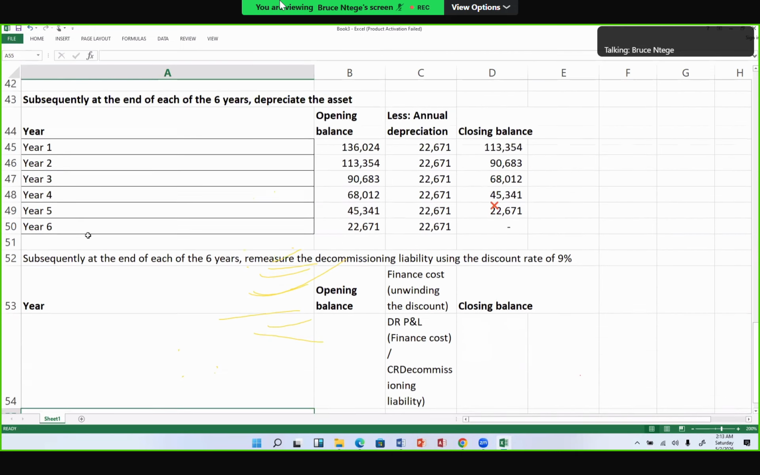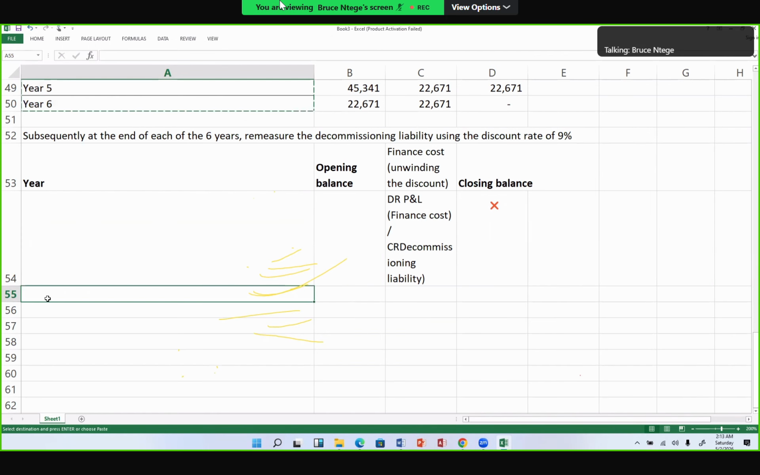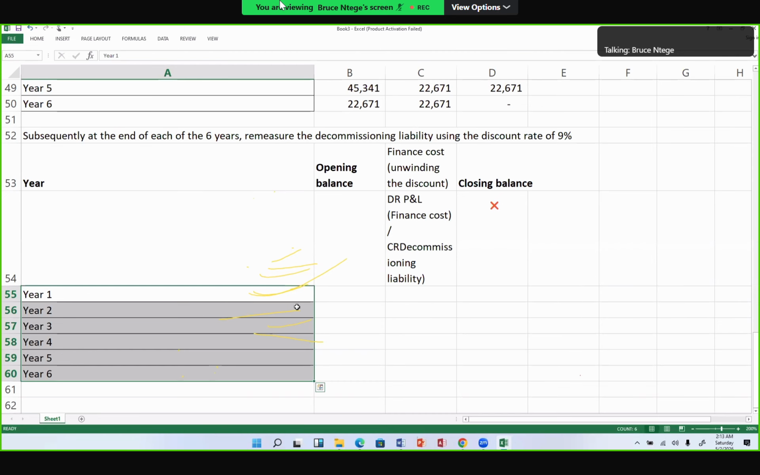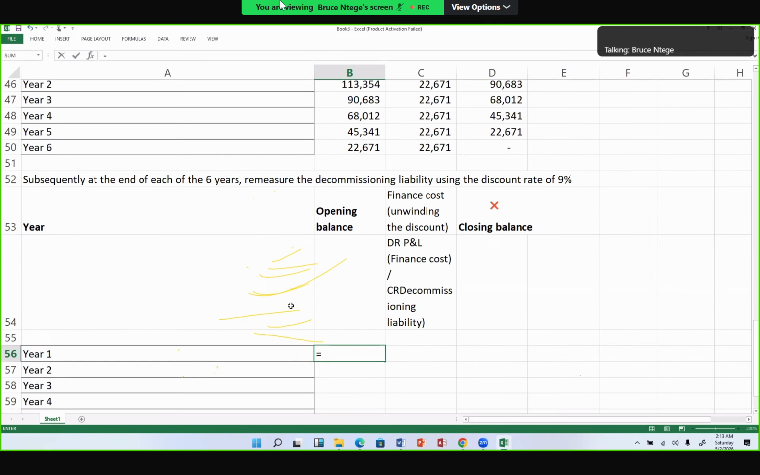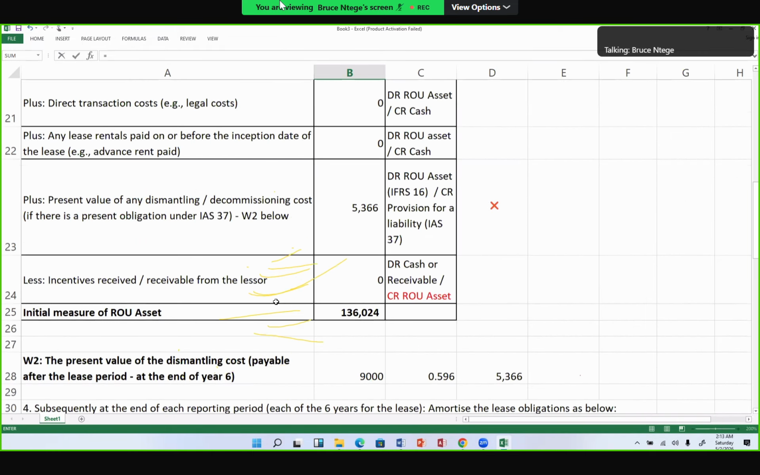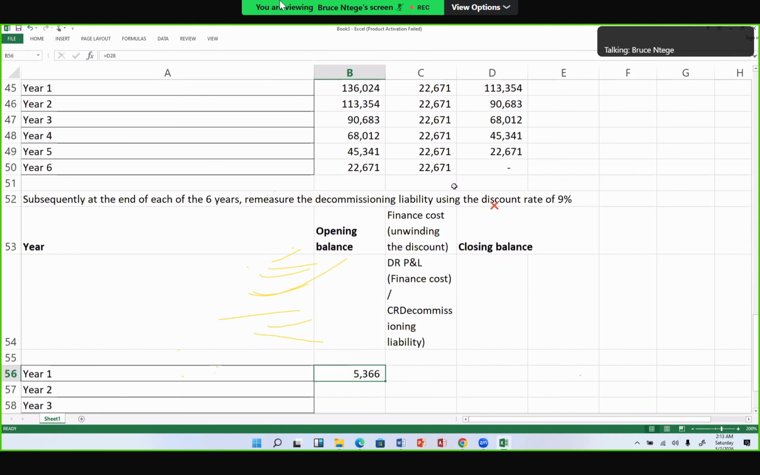Again, we have our 6 years. We pick those from here. So we have 6 years, whereby our opening balance at the start of year one is the figure you discounted to present value. I think we had it in working two. Here it is. So in working two, you had that 5366, which is the opening balance, and you're starting to unwind it or open it up. And the rate we're using is 9% to keep opening it up. So here, you are saying finance cost of 9%. You come and set times 9%.